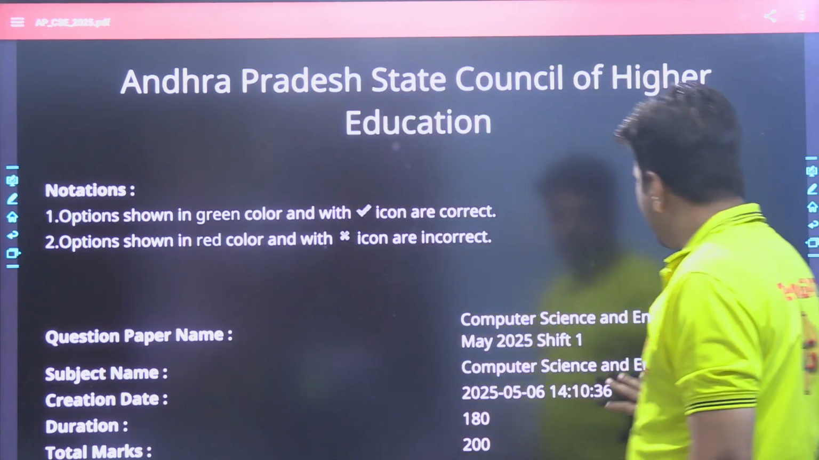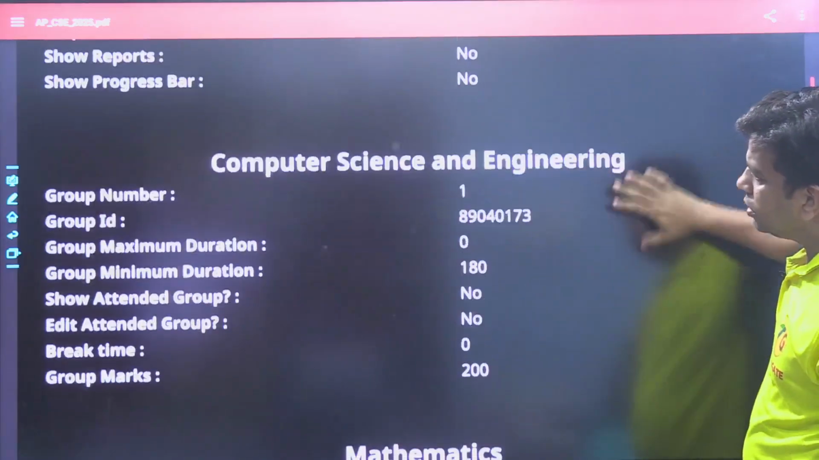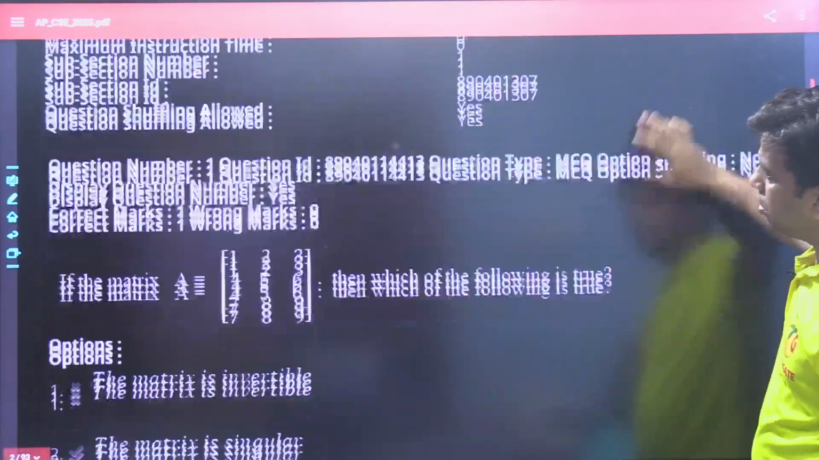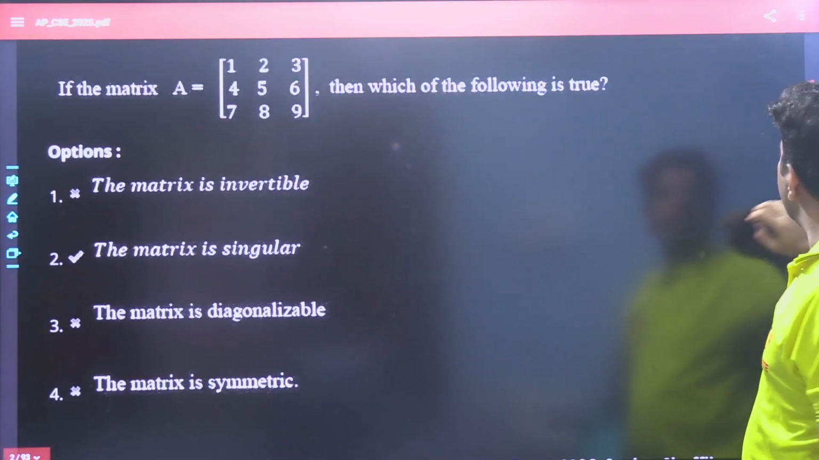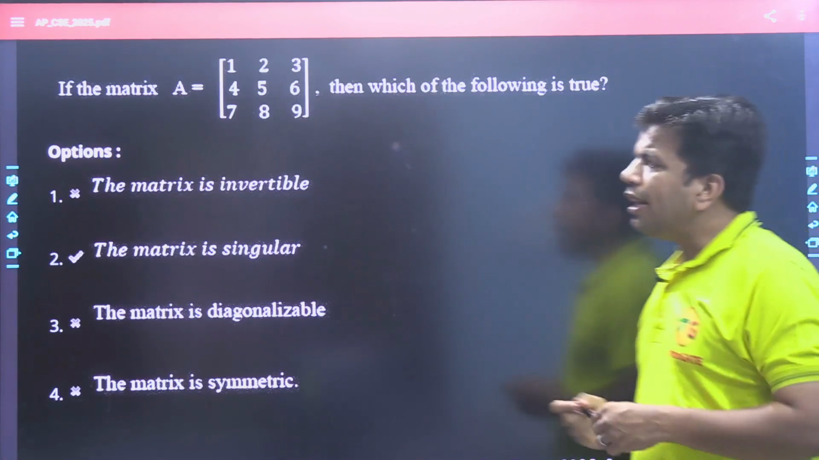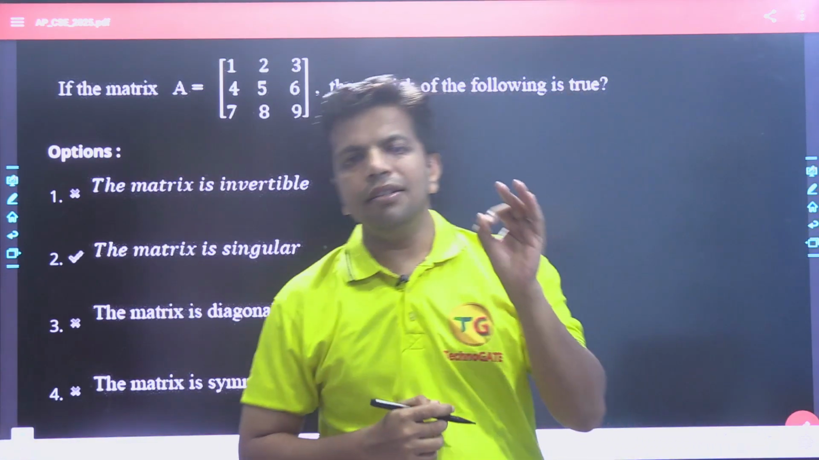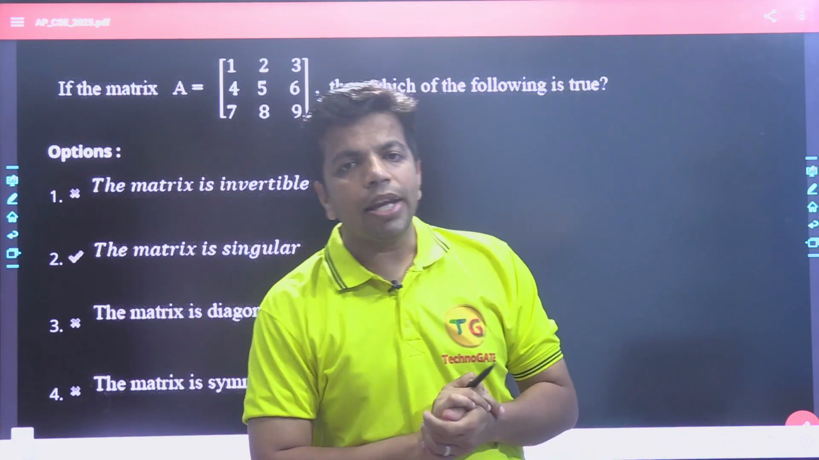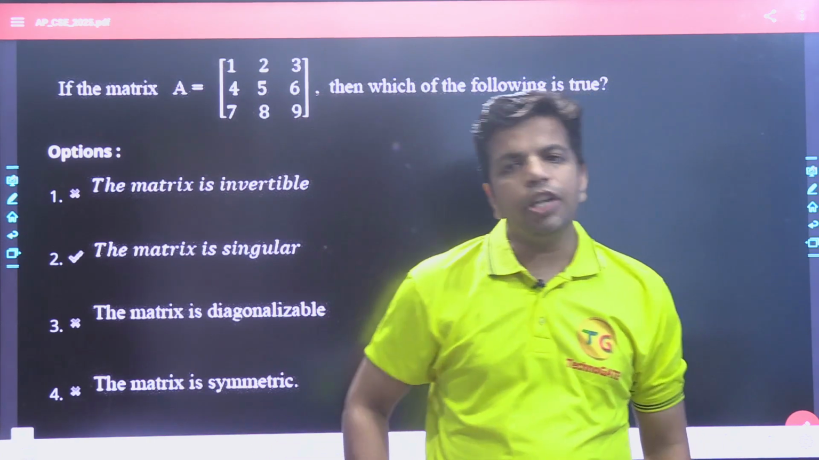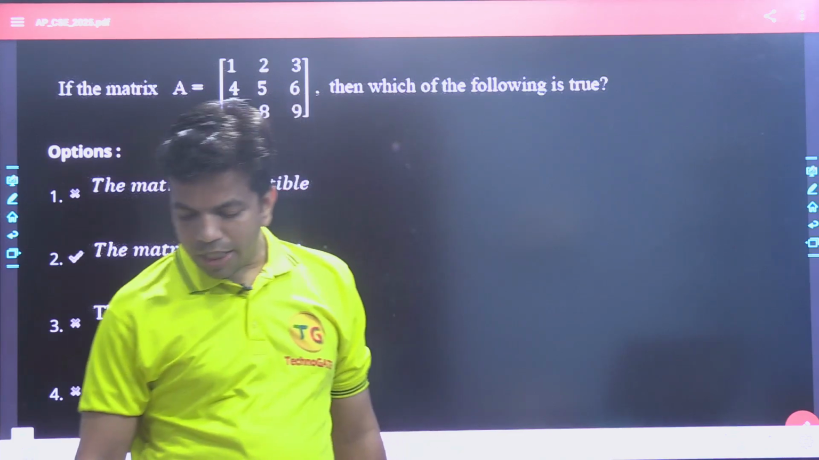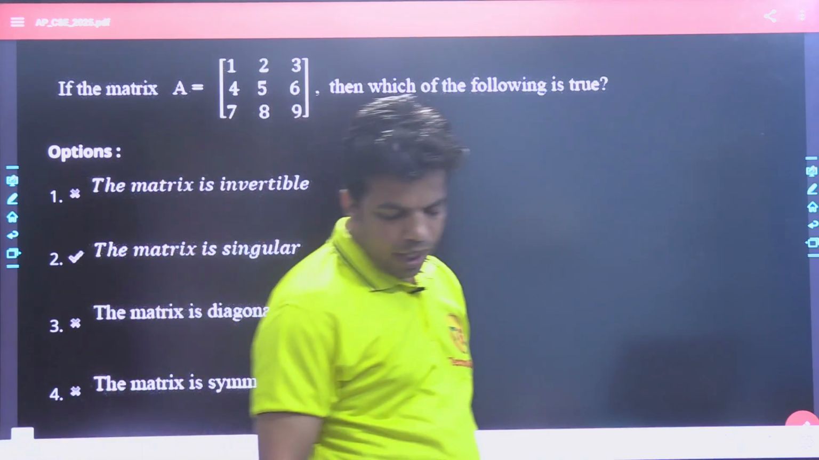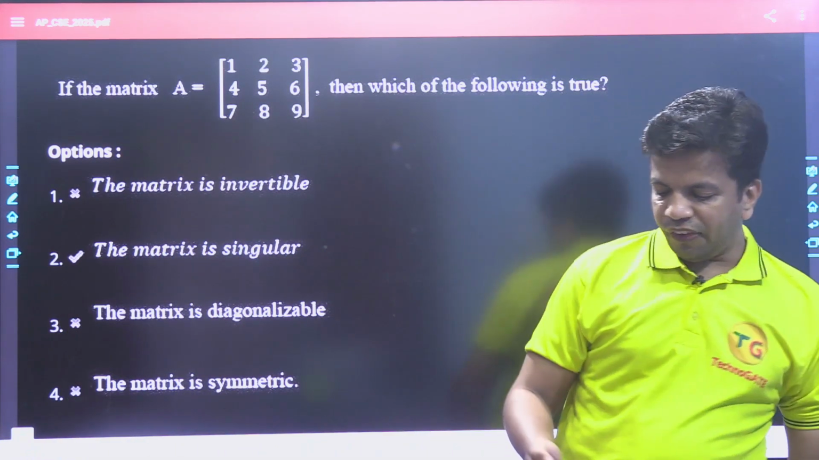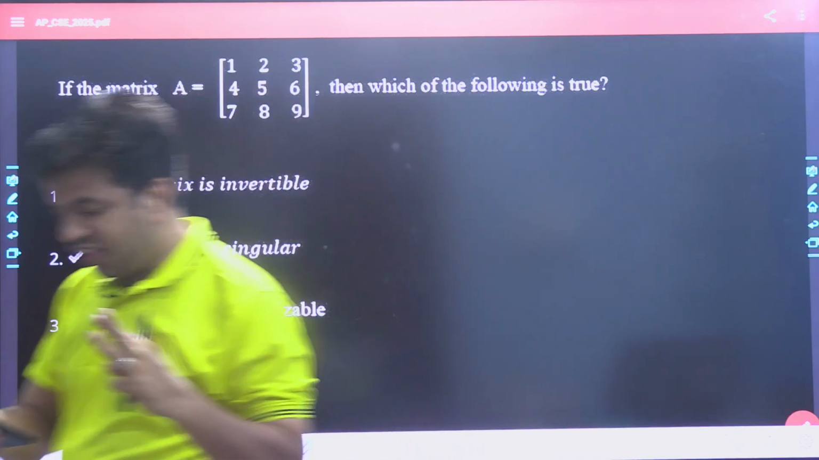So you can see here, question number 1 is on your screen. If a matrix A consists of the numbers 1, 2, 3, 4, 5, 6, 7, 9, then which of the following statements is true? There are 4 statements. We need to identify the correct one. Which statement is absolutely correct? We need to identify that particular statement.